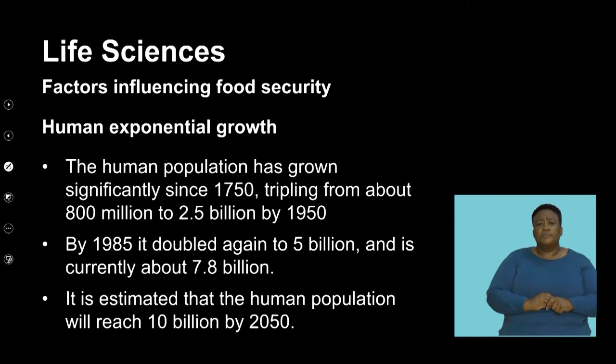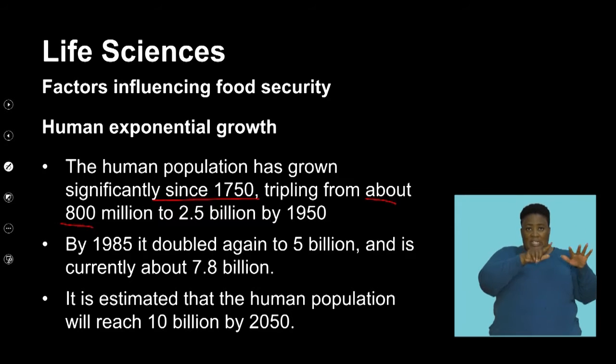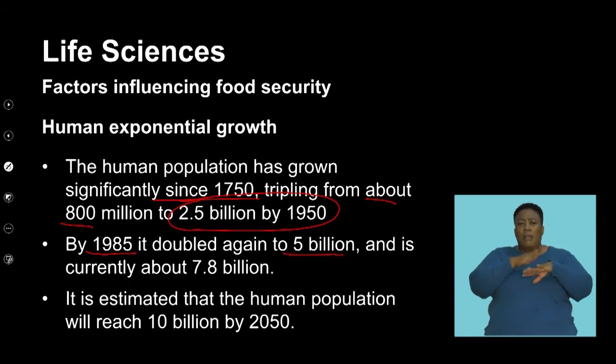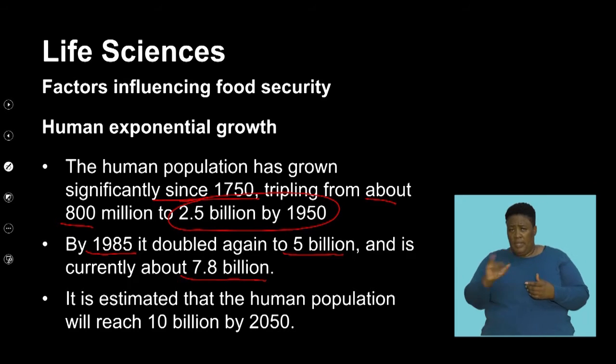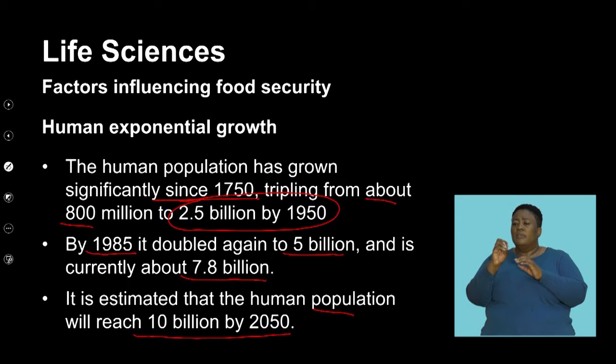So the human population has grown significantly since 1750, tripling from about 800 million to 2.5 billion by 1950. And we know that in 1985, it doubled again to 5 billion, and it's currently around 7.8 billion. So that has been an exponential growth. However, we have not seen that increase in food production yet. It is estimated that the human population will be about 10 million by the year 2050.